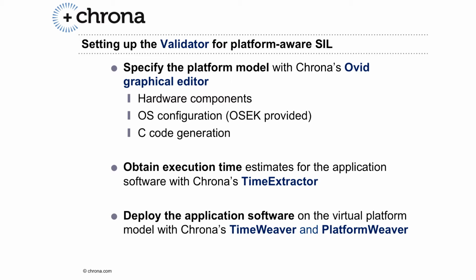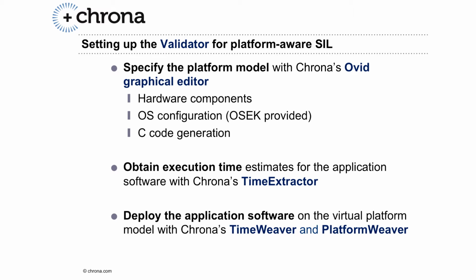Execution time estimates are essential for platform-aware simulations. Chronos' time extractor tool constructs a database with execution times at a certain level of granularity, which is automatically determined based on the structure of the application software. Setting up the application software to be executed on the validator platform model is done based on aspect-oriented programming principles, where the platform-related aspects are weaved with the application source code. The relevant pointcuts are determined by the time extractor tool.